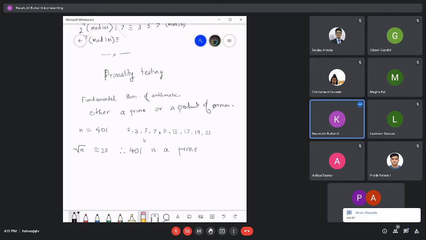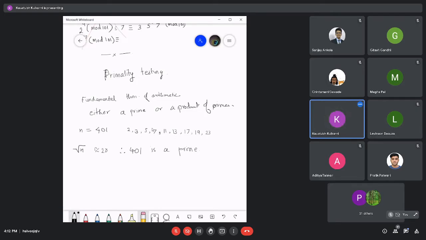Okay. So the fundamental theorem of arithmetic says that any number can either be a prime or it can be expressed as a product of primes. So how will you test, given any number, whether that number is prime or not? That is known as primality testing. For example, n equal to 401.